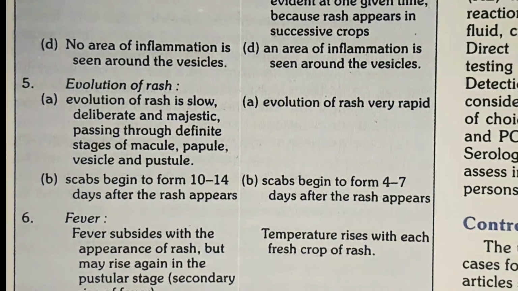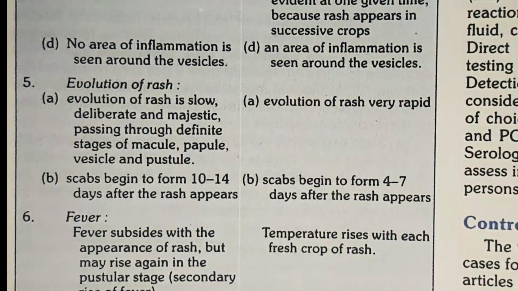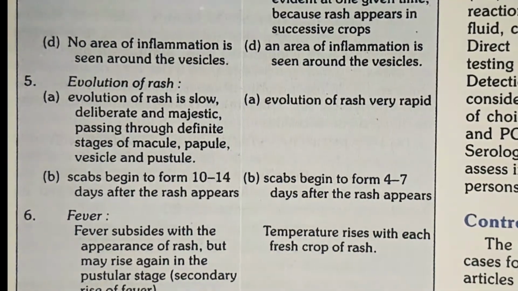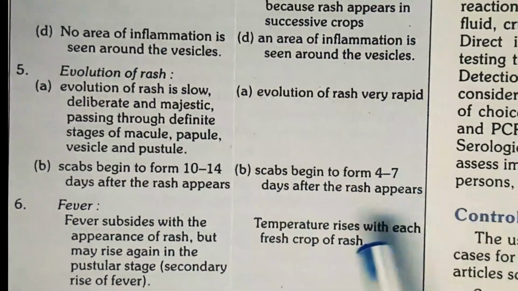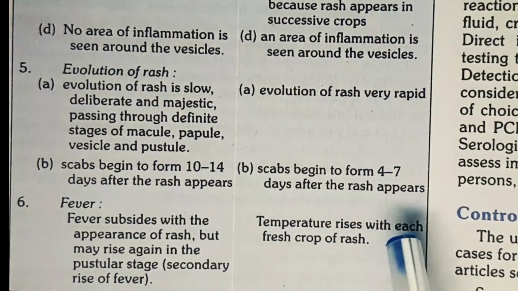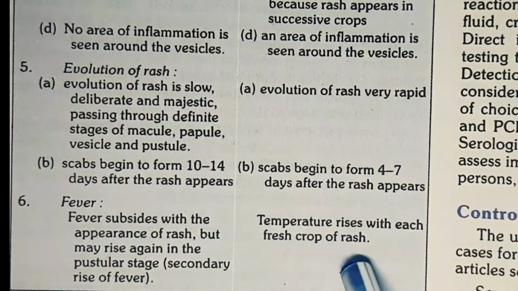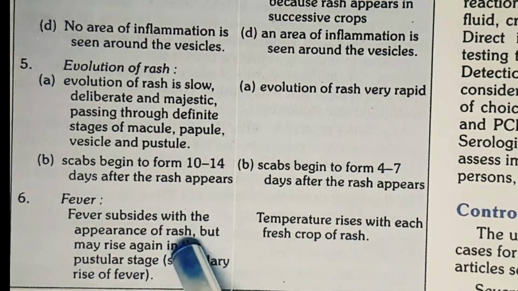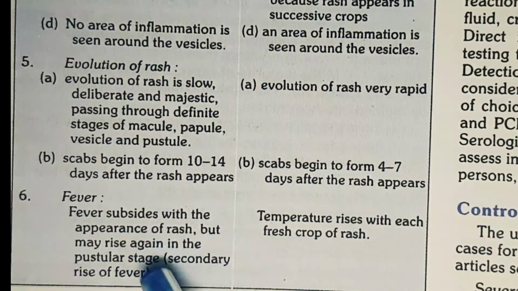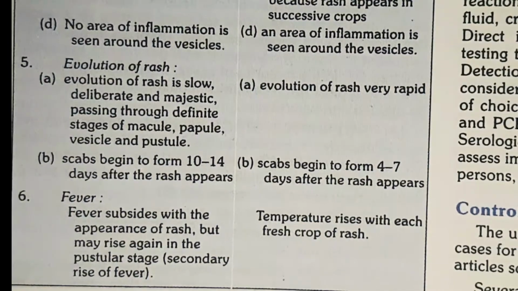The last difference is with the fever. In smallpox, fever subsides with the appearance of the rash but may rise again in the pustular stage. In chickenpox the fever arises after the appearance of the rash, and the temperature rises with each fresh crop of rash. Usually fever and rashes appear at the same time. These are the main differences between smallpox and chickenpox.